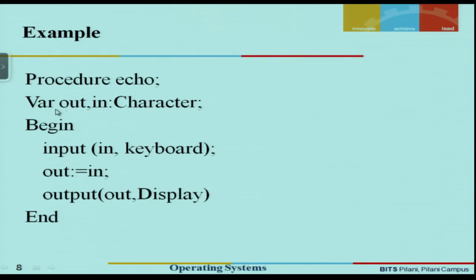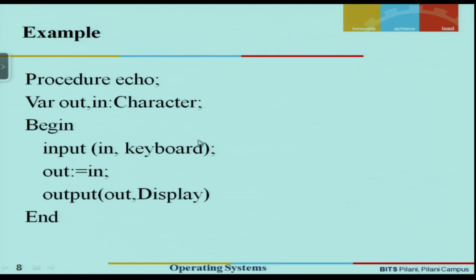So we define two variables, out and in, of type character, and then we have a function input which uses in as a variable and keyboard as a device. It takes two parameters, that is, which device to use for taking the input. When input is invoked, it tries to read the information from the keyboard and stores it into a variable named in, and then the out variable is assigned the value of in, and then the output function is used for outputting it onto the display device.